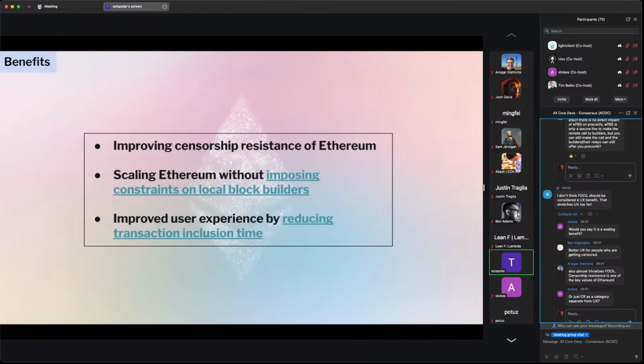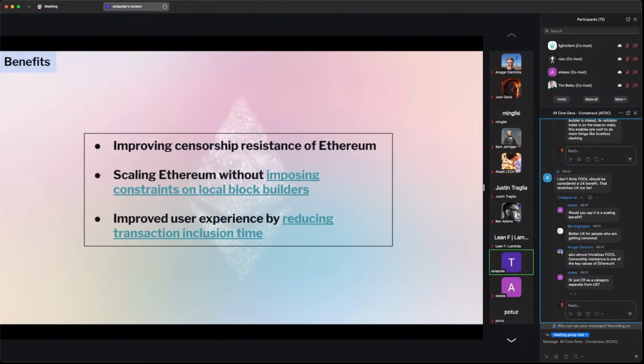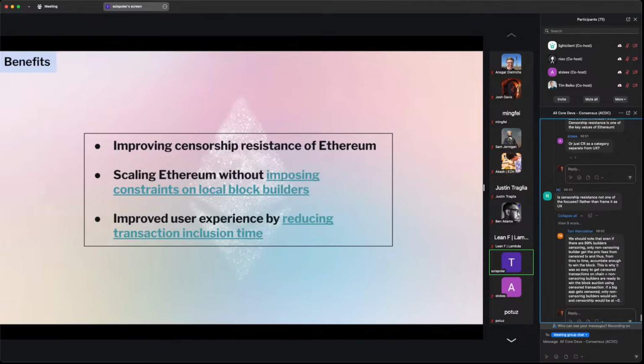When your transaction is censored today, you have to wait for quite a long time, like 7 to 8 blocks, I think. And in Fossil, that drastically reduces the time to inclusion for transactions that might be censored. So it is a UX improvement. I think it fits quite well with the Ethereum priorities, since it both allows scaling and improves UX. But that's my perspective. I'm obviously a bit biased.